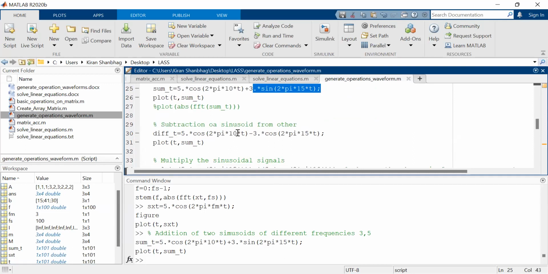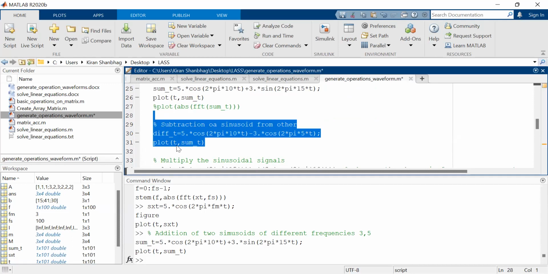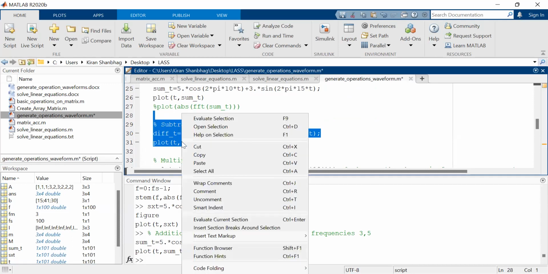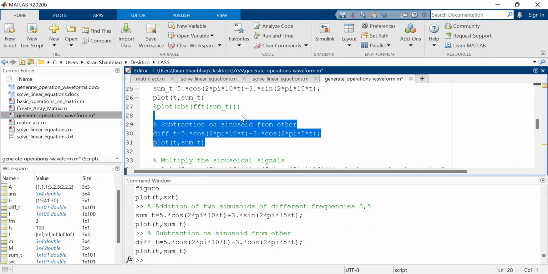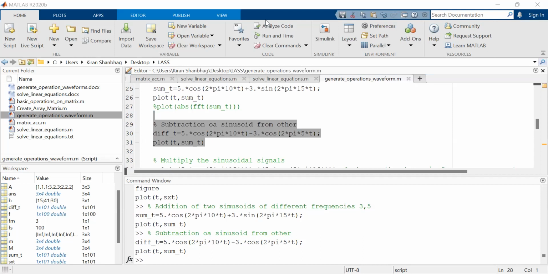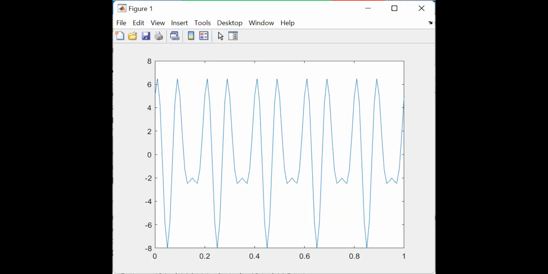Okay, can you subtract the sinusoids? Yes, that's a possibility. Now let me subtract the sinusoid of frequency 10 and another of frequency, now let me not have 15. Let me have a 5 here so that the image at least looks somewhat decent. You can see I simply used a minus operator and the figure just pops up. Not so good, but that's the signal.